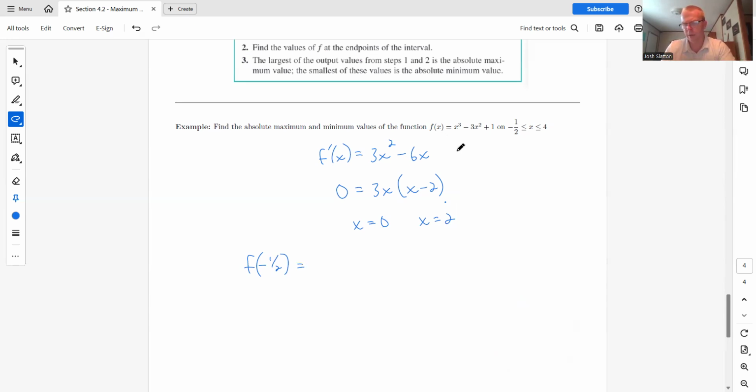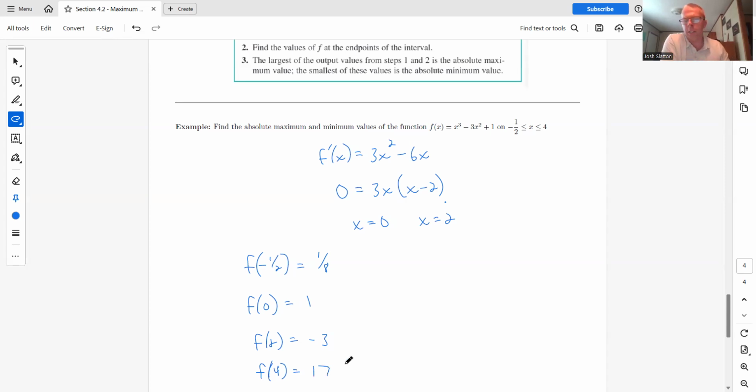So let's see what we get. So -1/2 to the third minus 3 times -1/2 squared plus 1, and we get 1/8. And then f of 0 is just going to be 1. F of 2 is going to be -3. And then f of 4, which is the end of the domain, we get 17. All right.